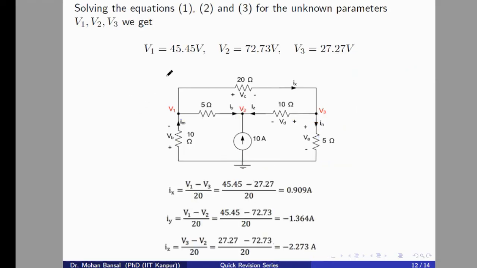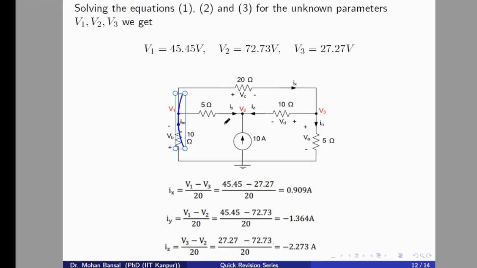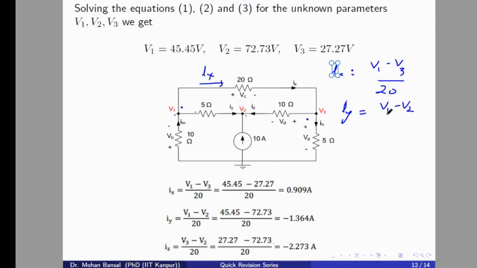Now we have to compute the currents in this diagram. Where is the Ix? Ix is this one, that can be computed by (V1 minus V3) divided by 20. Similarly, Iy can be computed by (V1 minus V2) divided by 5. This should be 5 in this question.